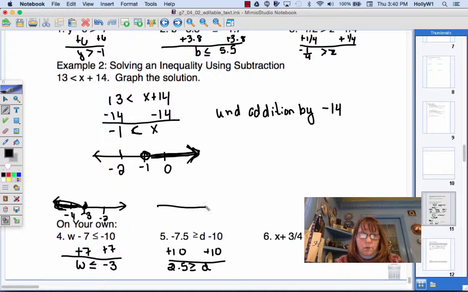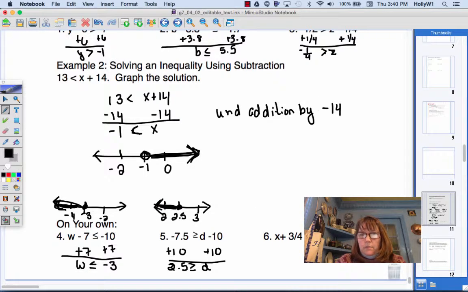And again, if we look here, putting 2.5 in the middle, 3 here, 2 here, closed in circle because it's greater than or equal to. But we're going to read it from the variable side that way. So d is less than or equal to 2.5, which means our arrow goes this way.